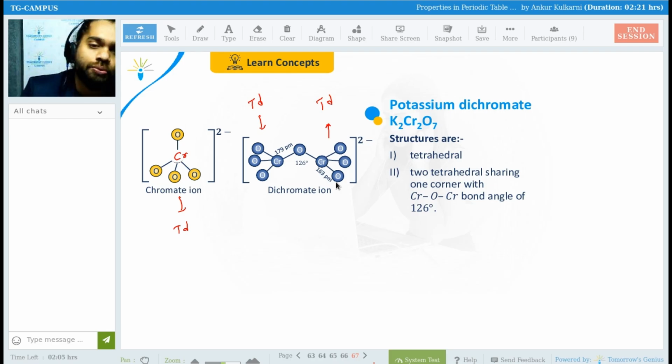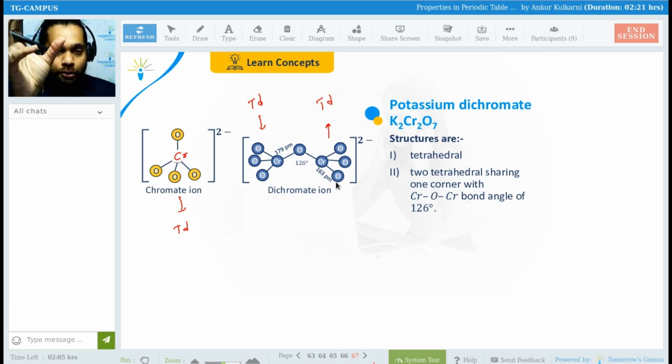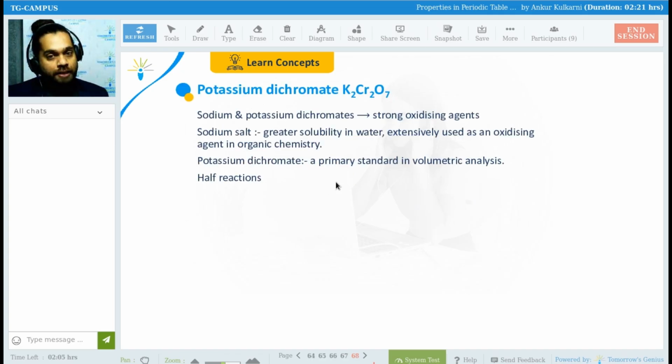So chromate ion is what color? It is yellow. Dichromate ion is orange. That you have to remember. If you join two tetrahedral units, you get the dichromate. If you have one unit, you get the chromate. Simple as that.